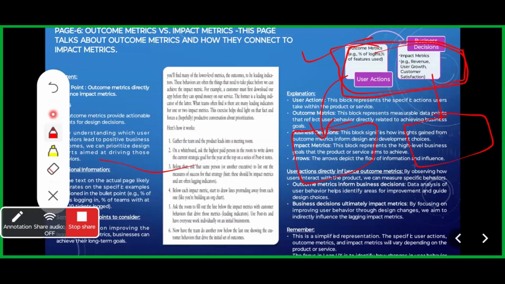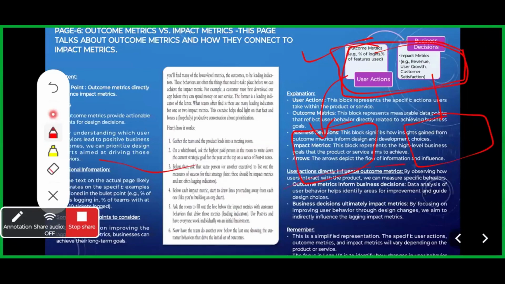The business team, the design team, and the engineering team are all going to sit down and brainstorm whatever observations they have witnessed in the past weeks since the launch or the initial deployment phase. These are the key points they will note down, and also whatever action is being noted and what outcome it is creating through the business decision. So this is the outcome metrics versus impact metrics.